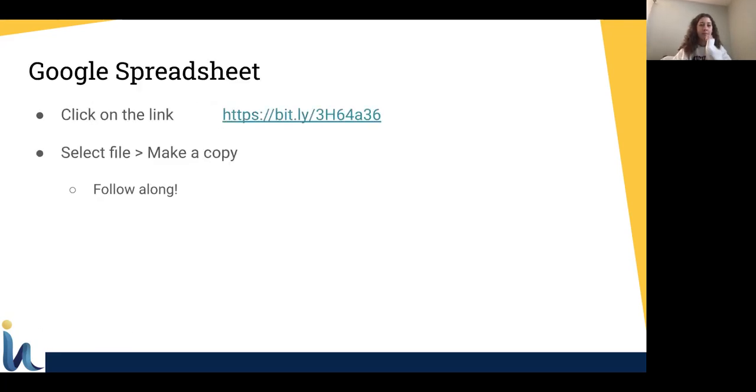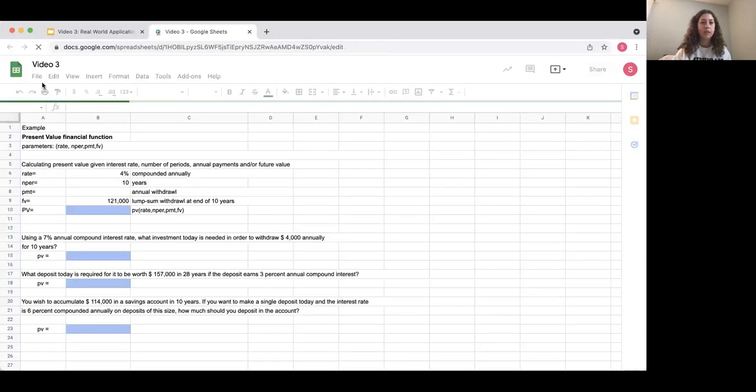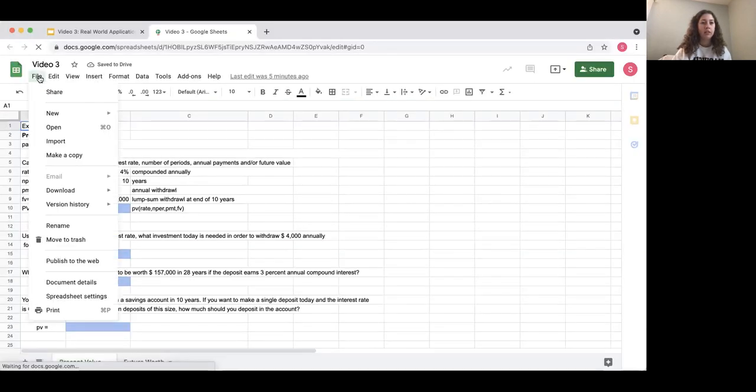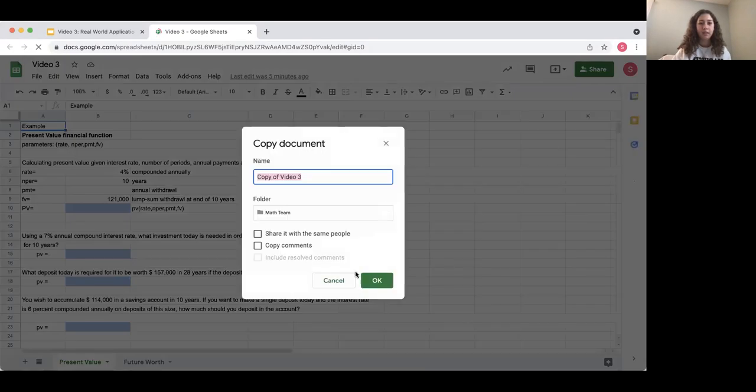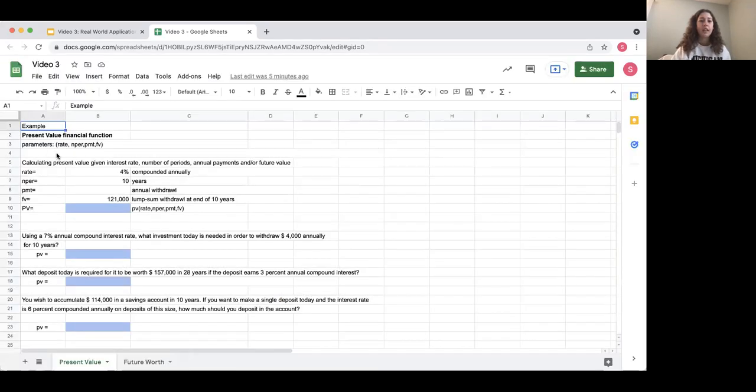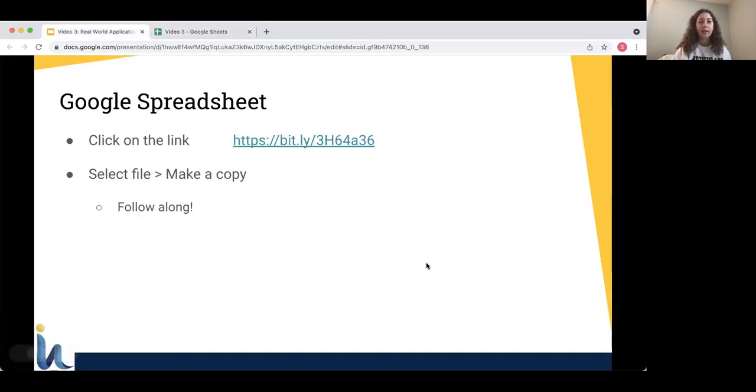So to start off, we're going to the link on this page to follow along. You can go to File, Make a copy so you can have access to this later on and follow along with the examples, and you're going to press OK. And we're going to go back to the slides really quick.